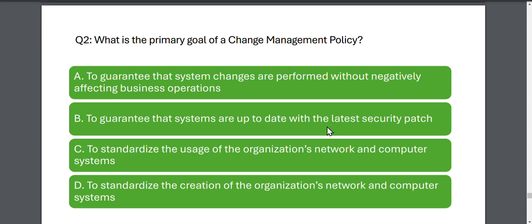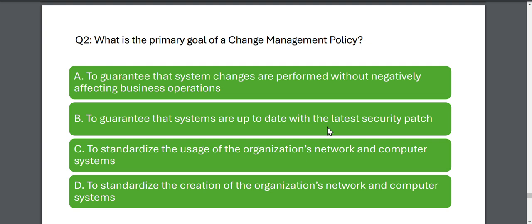Question two says, what is the primary goal of a change management policy? I talked about change management policy yesterday, even though it was not among the slides. What was there was configuration management, but by extension, I talked about change management, right? Once you want to make some changes to systems, networks, or to security controls, you have to submit the request. Then the request is approved. Then it is implemented, right? And if it is approved, implemented, and there's a problem, then there should be a rollback. We talked about that yesterday.